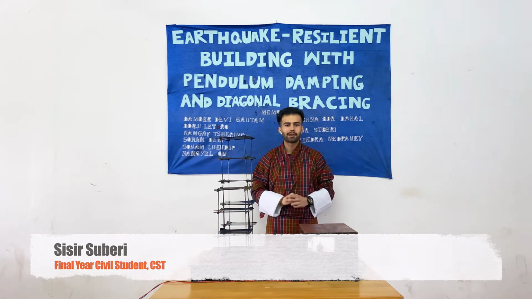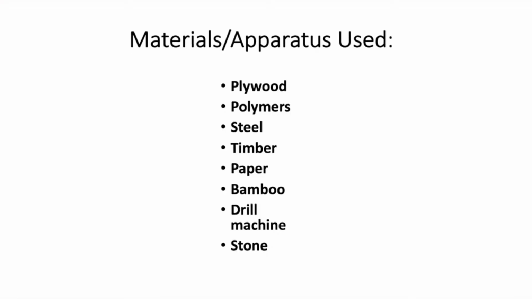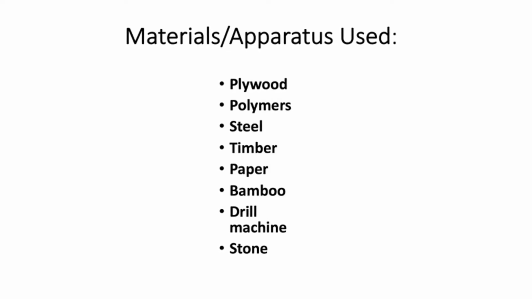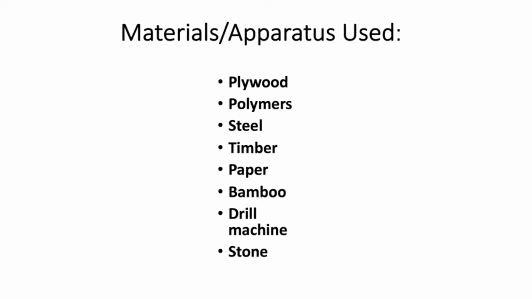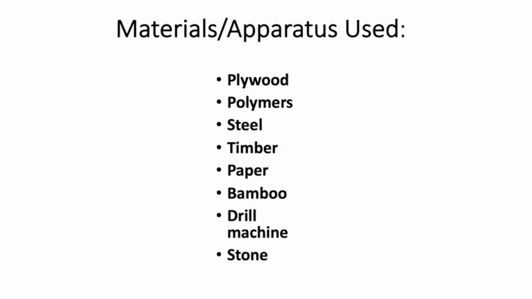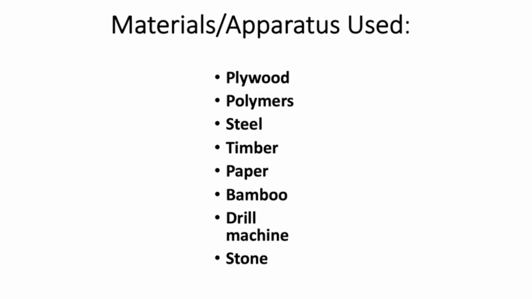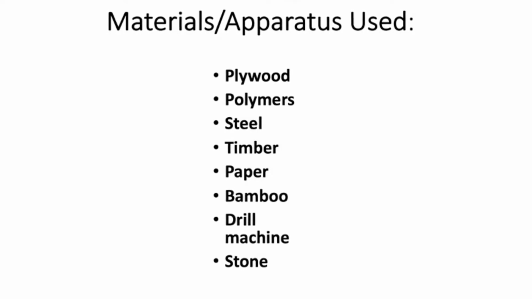First of all, let us talk about the materials that have been used for the construction of the model. These are some of the materials and apparatuses used in the construction of our model. Plywood is used for the construction of the shake table. The shake table is an instrument which is used to induce experimental earthquakes for testing purposes. Polymers and timber are used for constructing the structural members such as beams and columns. Steel is used to make diagonal braces as well as for binding the beams and columns together. Paper is used for constructing the slab. A drill machine is used to provide power and drive the shake table, and lastly, stone is used as a pendulum.